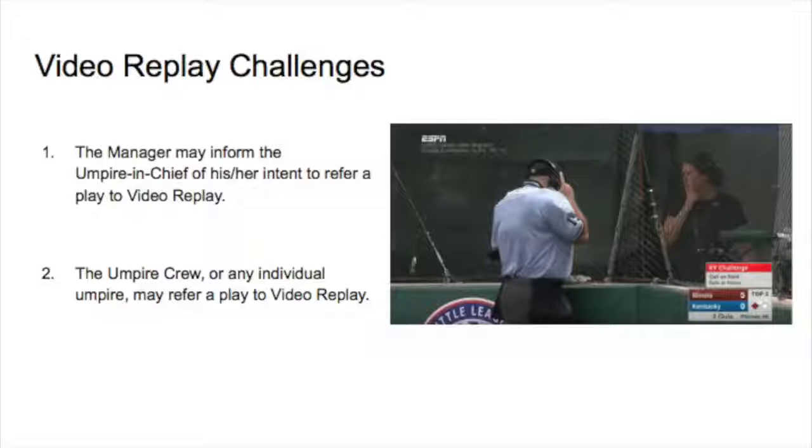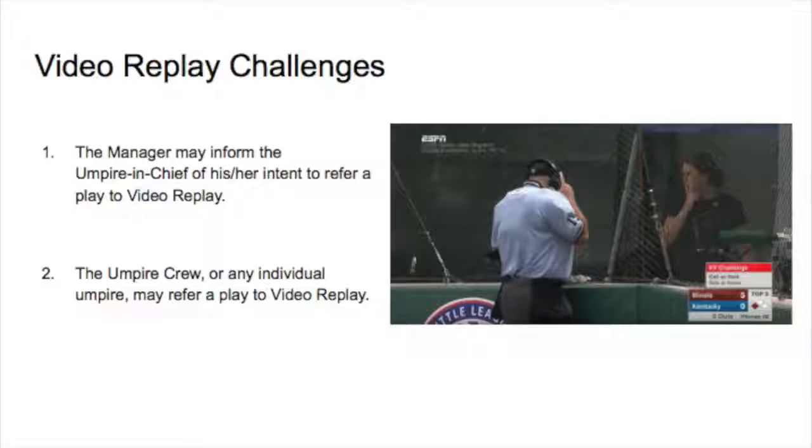at the replay facility with the ability to communicate with the television producer. There are two ways a play may be referred to the game operations replay official for review. First, the manager may challenge by first requesting time and then must inform the umpire-in-chief that he or she is calling for a video replay challenge. The game operations replay official will render a decision provided the challenge is in accordance with the rules.